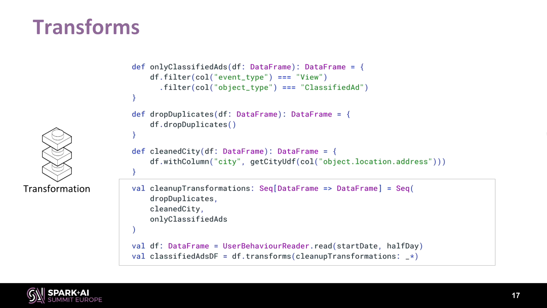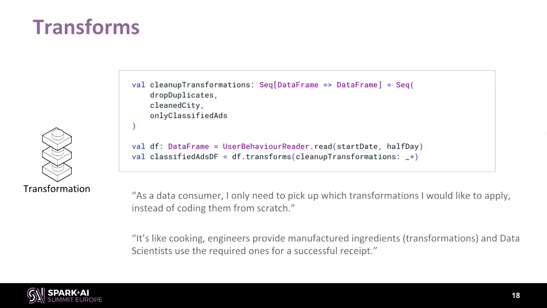Then we have a sequence of all these transformations. We stack up all of them: drop duplicates, clean city, and then we have only classified ads. Then we just use the reader from before, and then we apply all the transforms together in a sequence. So what happens if instead of just coding all the transformations, we provide them as a library?